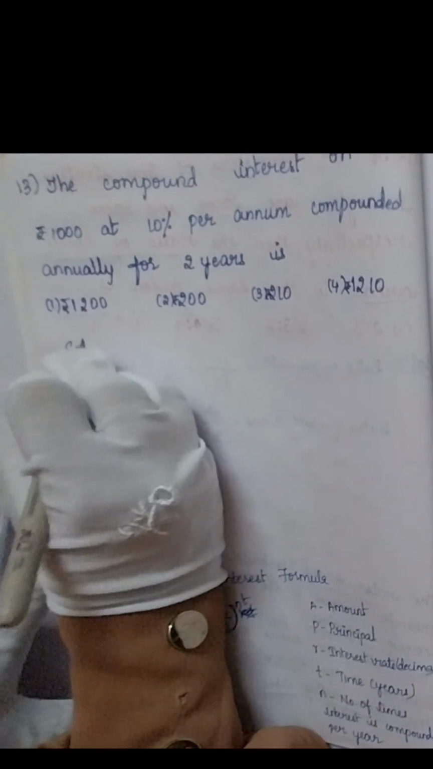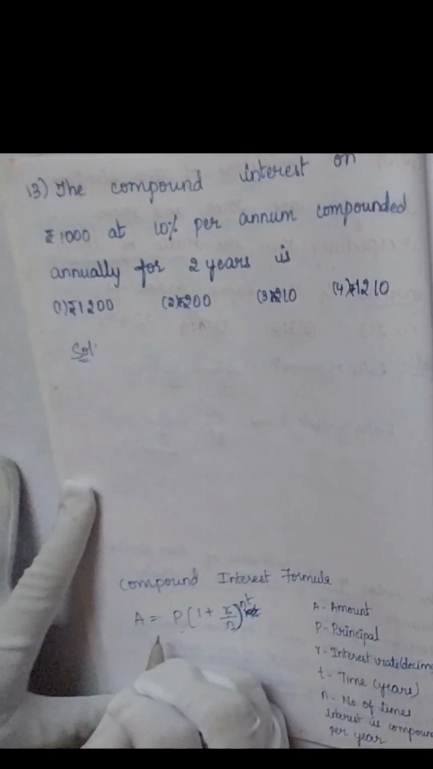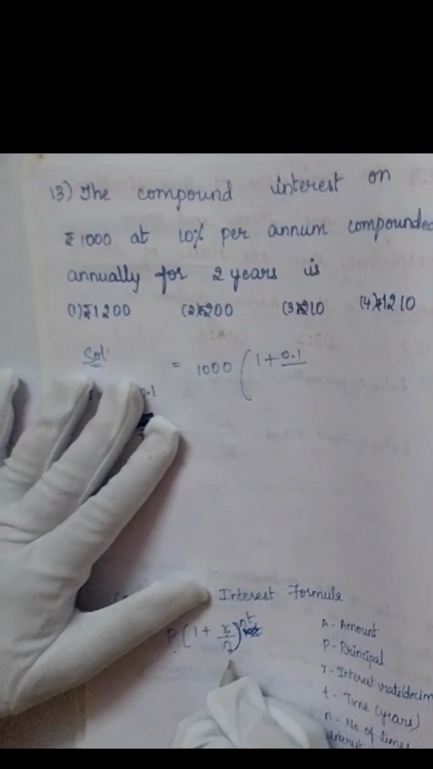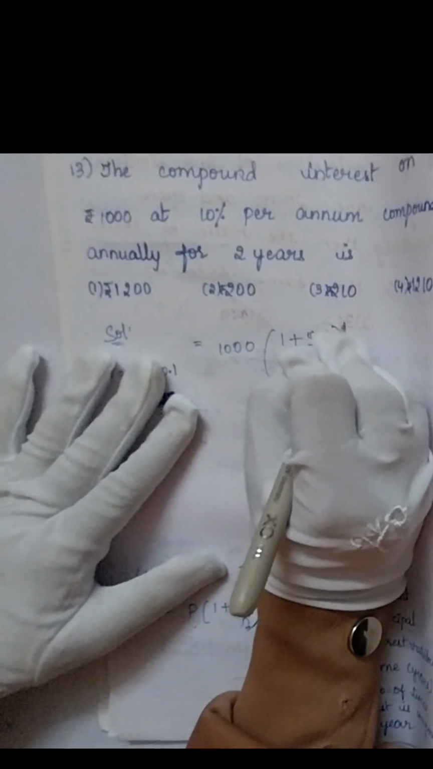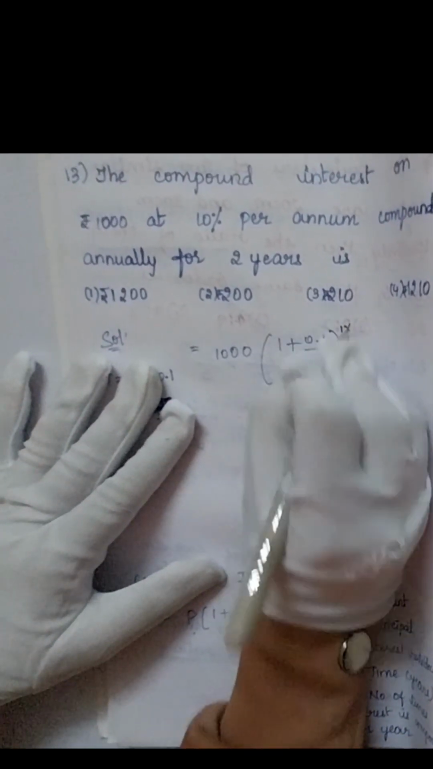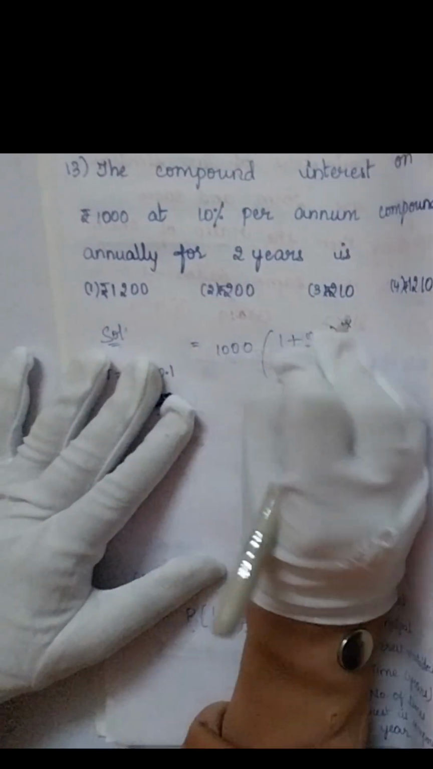Since our question is compounded annually for 2 years, T is 2 years and N is nothing but 1. So let us solve this problem. We have to find the compound interest. A is equal to, what is the principal amount? It is 1000. 1000 into 1 plus interest rate, rate is 10%, that is 0.1, by N. N is 1 since it is compounded annually, to the power N into T. T is nothing but time in years. How many years? 2 years.